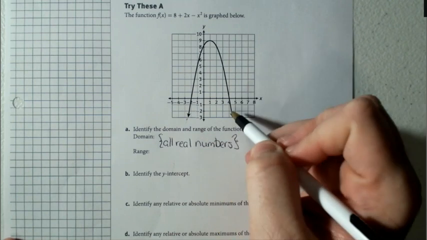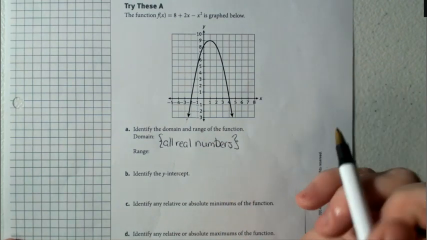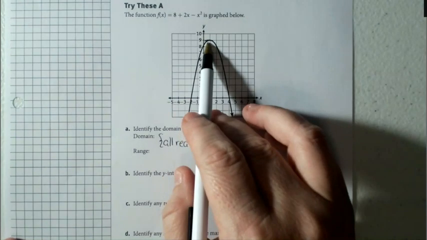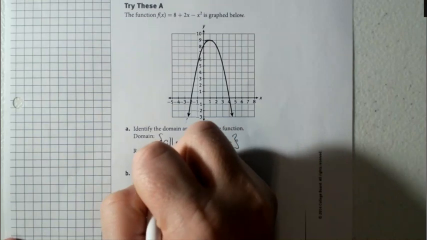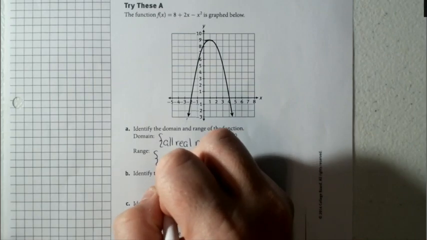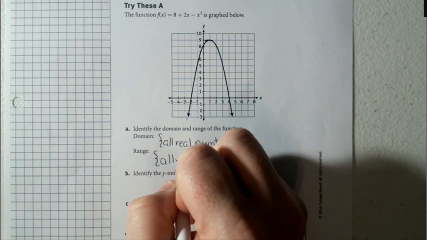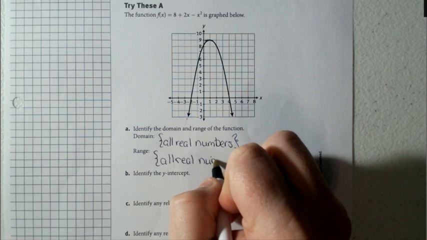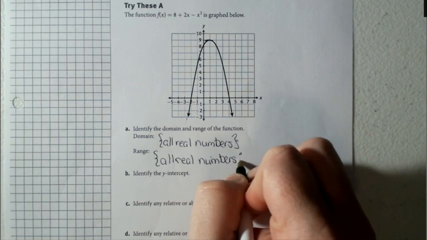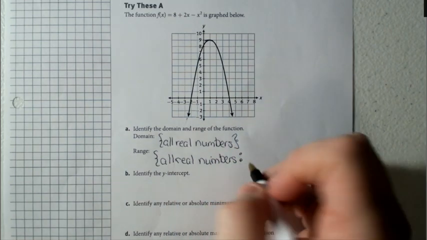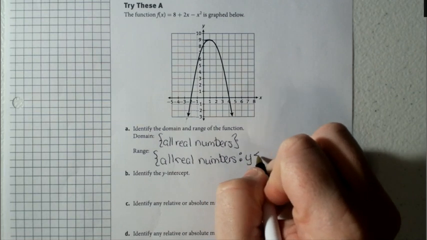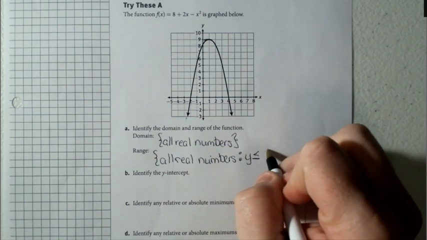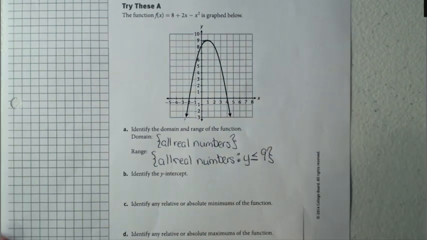Identify the range. Now, the range looks like it goes to negative infinity all the way down, but the highest y value that it gets to is right there at 9. So whenever I go to write this in set notation, I'm going to say something along the lines of all real numbers, and then I put this colon saying such that y is less than or equal to 9. It looks like it touches 9, so anything less than or equal to 9.